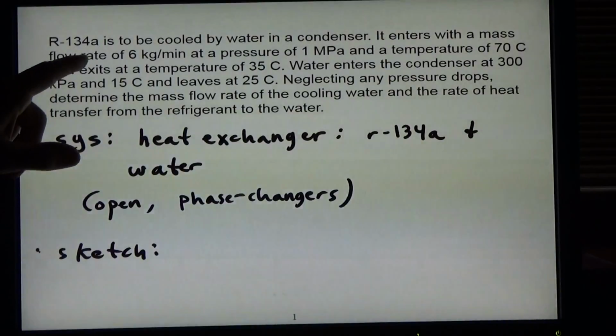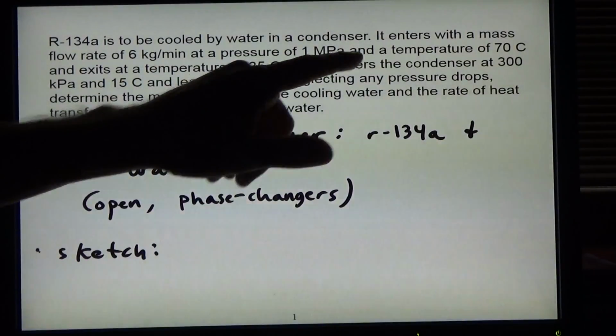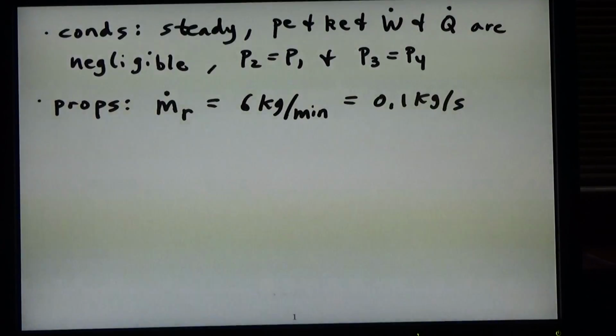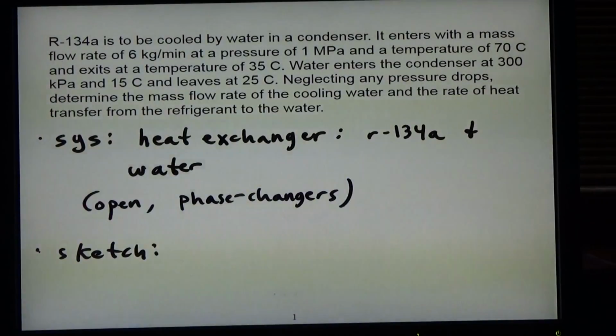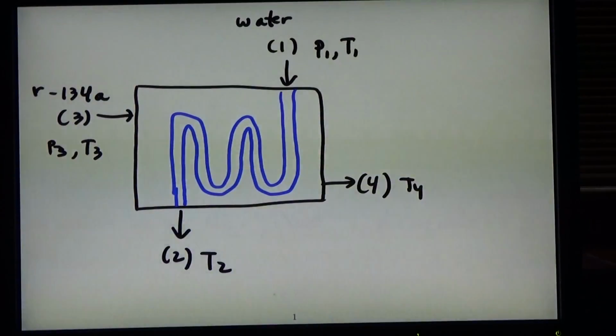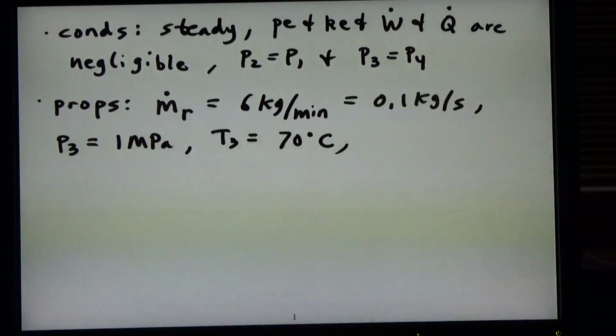Next, we have the inlet pressure and temperature of the refrigerant, 1 megapascal and 70 C. So the inlet pressure, P3, is 1 megapascal. Inlet temperature, T3, is 70 degrees Celsius. Next, we have the exit temperature, 35 degrees Celsius. The exit temperature of the refrigerant is number 4. So T4 is 35 degrees Celsius. So that takes care of the refrigerant.